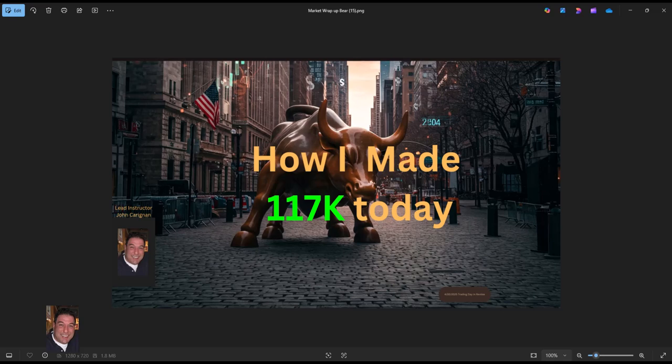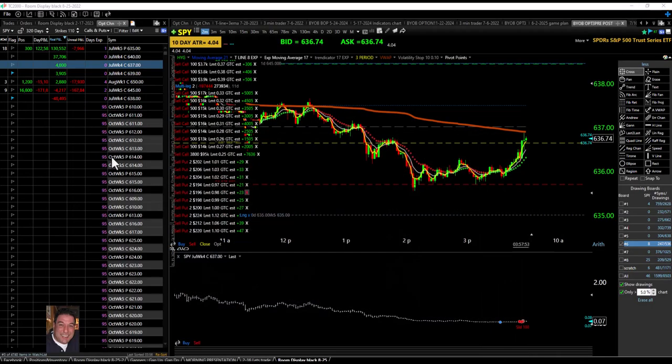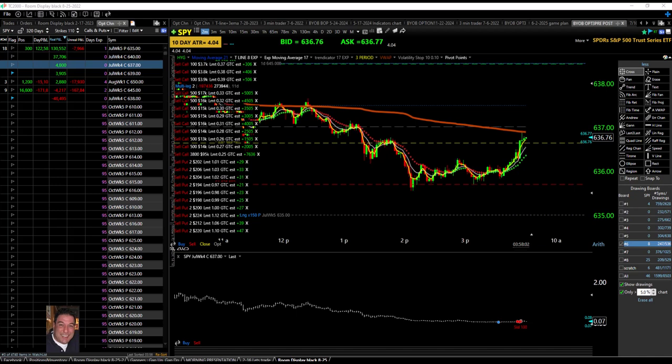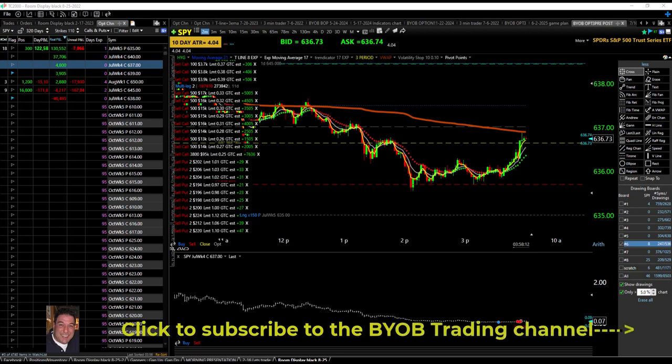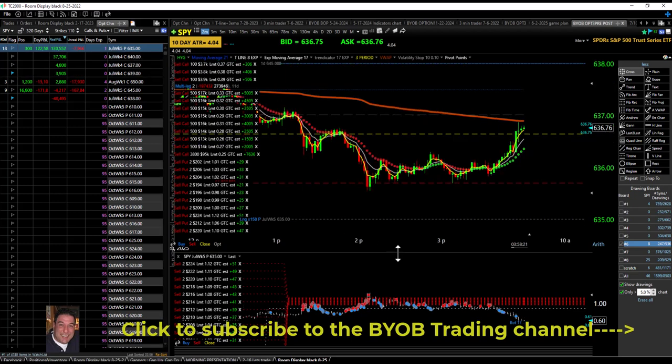All right, let's go check out how I made 100K today. There's the gains right through there on the SPY. I made a few other gains on AVGO, and let me see if there's anything else. Nothing else, and I lost some on TSM. So they kind of cancel each other out. Anyways, let's start with the first one, the puts right here.